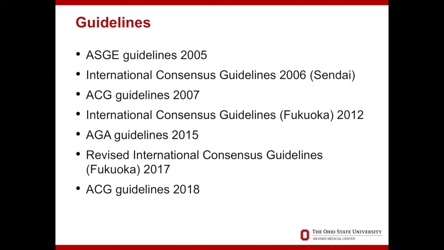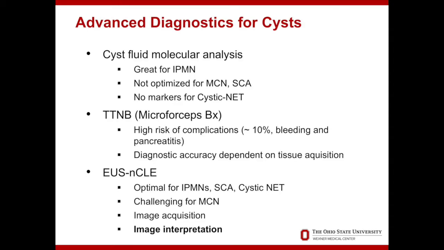Hence, there are multiple guidelines from national and international societies. Most endosonographers tend to follow the revised international consensus guidelines from 2017. Without going into further discussions involving the various high-risk and worrisome criteria, novel diagnostic strategies have been researched in the last 10 years to improve diagnostic accuracy in the diagnosis of pancreatic cystic lesions. The three foremost novel diagnostic strategies include cyst fluid molecular analysis, that is using next-gen sequencing.